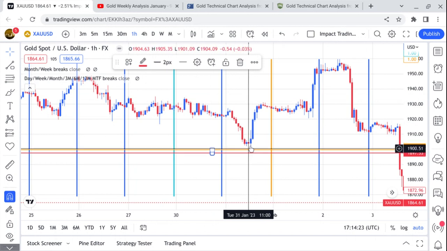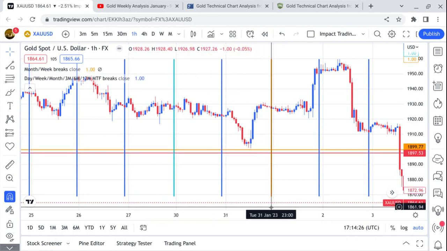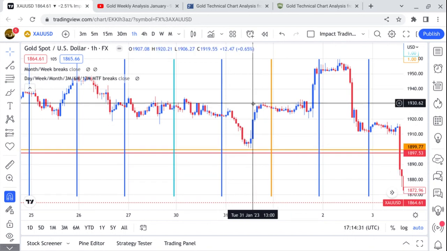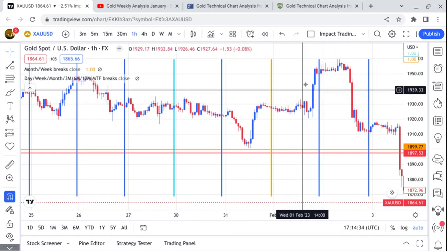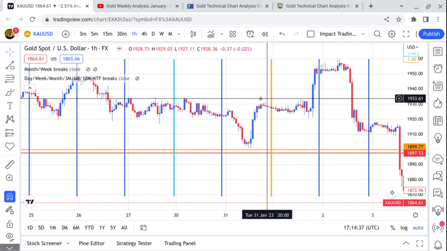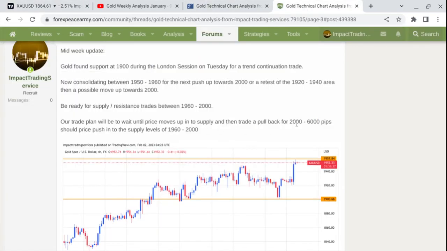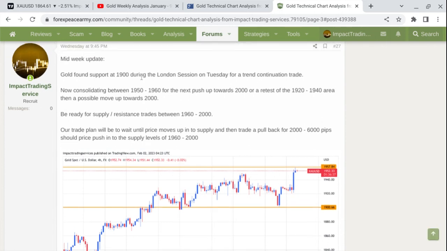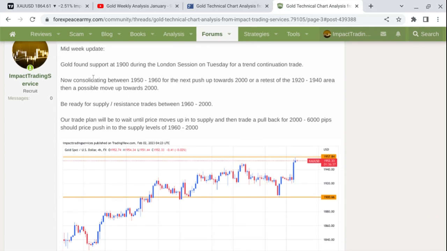We wanted to see if price was going to break 1900 for a further downtrend trade, or if price was going to find support here at 1900 to move up to the 2000 area. And in the post, we said between the 1950, 1960 area during the week, up to 2000. And then in our midweek update, we said gold found support at 1900, and we posted this on Wednesday. We said gold found support at 1900. It's now consolidating between 1950 and 1960.